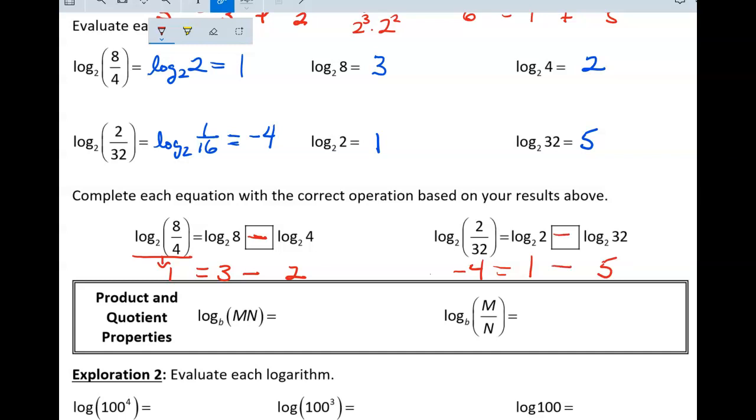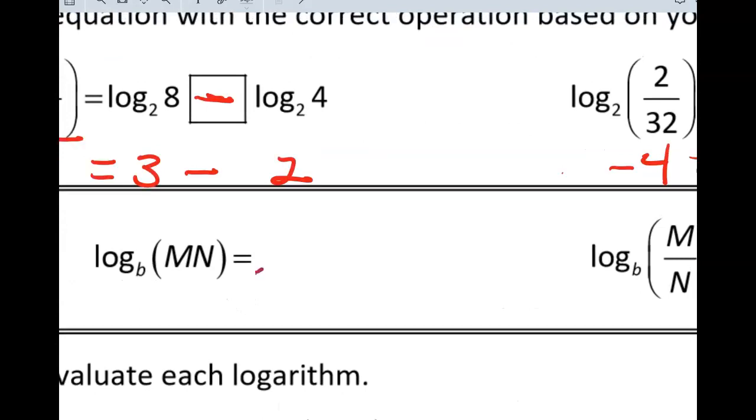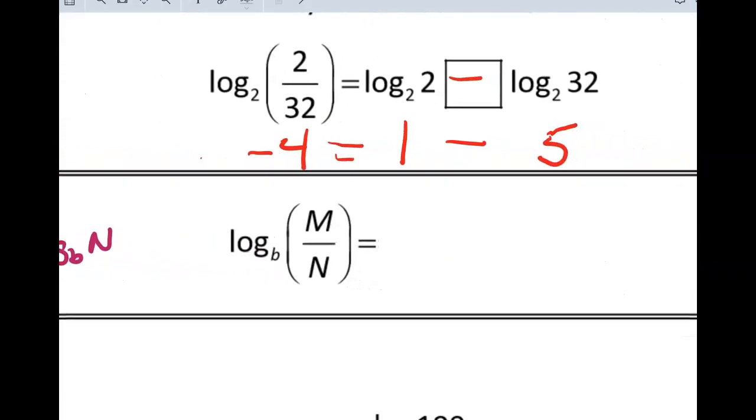This is really similar to the other property that we just looked at with multiplication. Of course, when you're dividing, you simply subtract the exponents, so we're just subtracting the logs. So let's generalize these properties now. The log base b of m times n is equal to the log base b of m plus the log base b of n. And similarly, the log base b of m divided by n is the log base b of m minus the log base b of n.